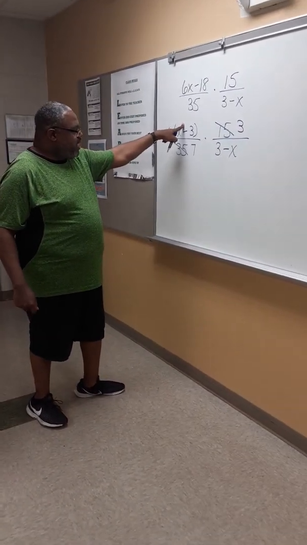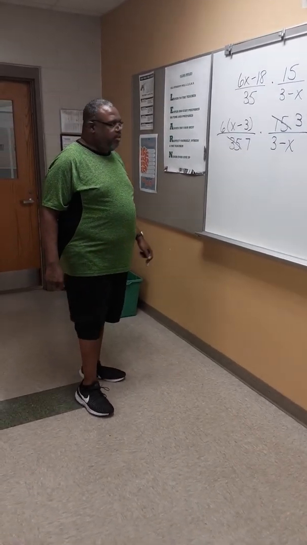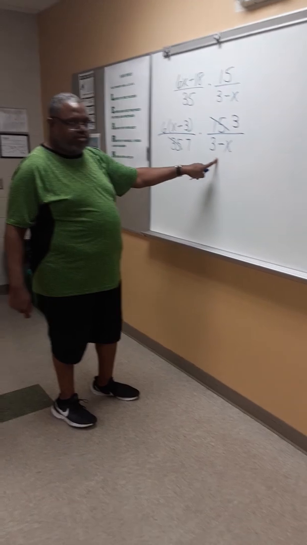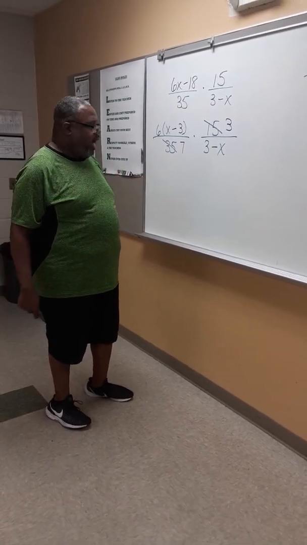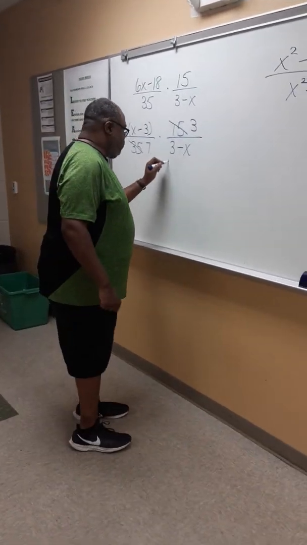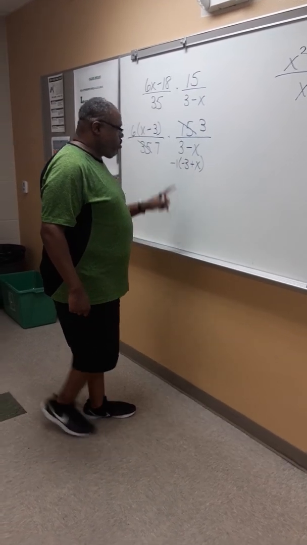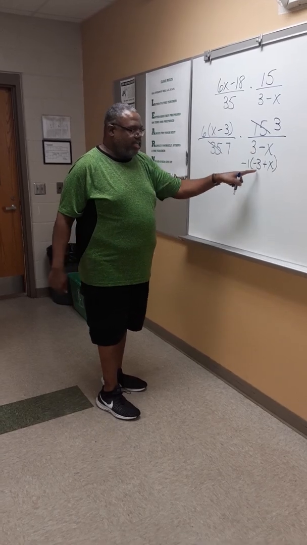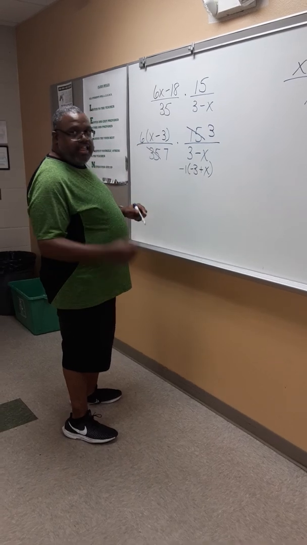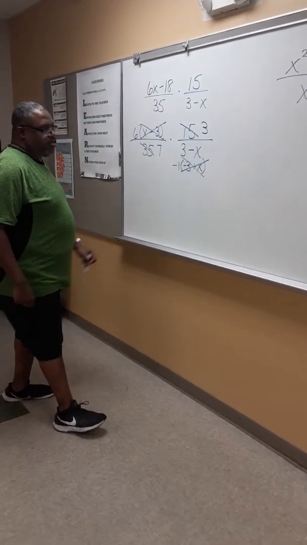This x minus 3 and this 3 minus x here, I can get rid of that. The problem is I got a negative 1 playing with me either up top or on the bottom. So I'm going to take the negative 1 out of the denominator of this fraction, and I'm left with negative 3 plus x. Now remember, when you take out the negative 1, all the signs switch. So the negative 3 plus x and x minus 3, they're the same. So I can cancel out the group.